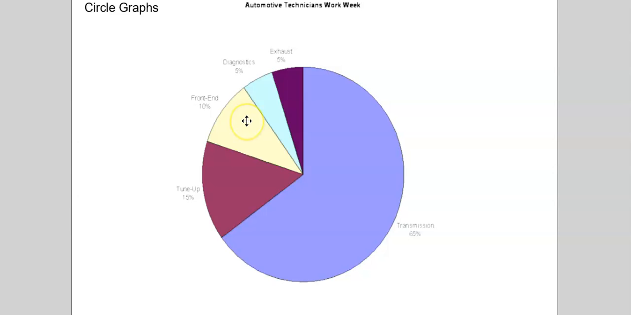And 10% of 360 is 36. So you do a little 36-degree angle here. And then 5% would be half that, so 18 and 18. And that would give you your full circle. And that's it.